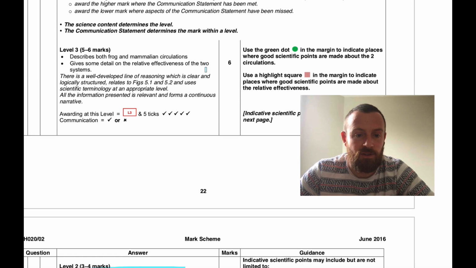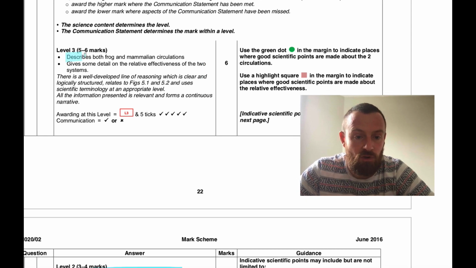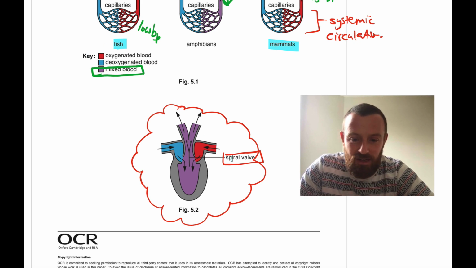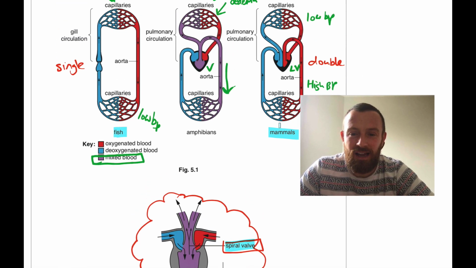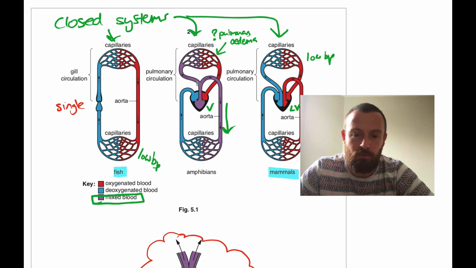For level 5, 6, you need to describe both the frog and mammalian circulations, and give some detail of the relative effectiveness of the 2 systems. So I think I would probably give myself, in that plan, 5 out of 6, because I didn't really mention the spiral valve, and I don't think I really described the journey of the blood round the circulation enough in the frog, really.